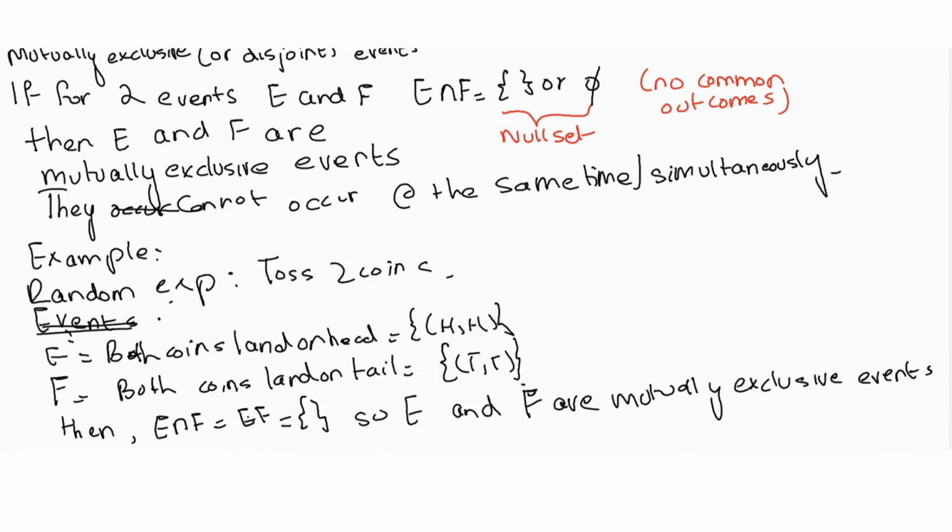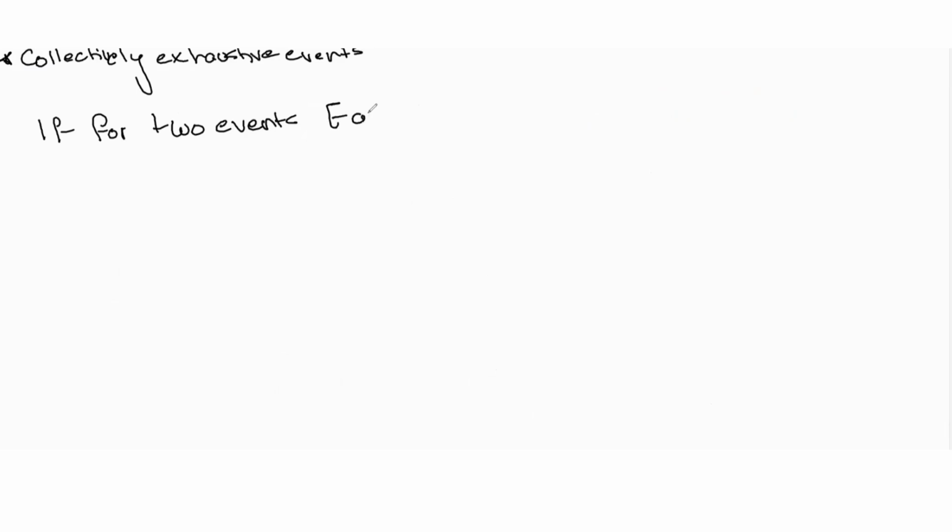Now let's look at collectively exhaustive events. If for two events E and F, E union F is equal to S, where S represents your sample space, then E and F are collectively exhaustive events.